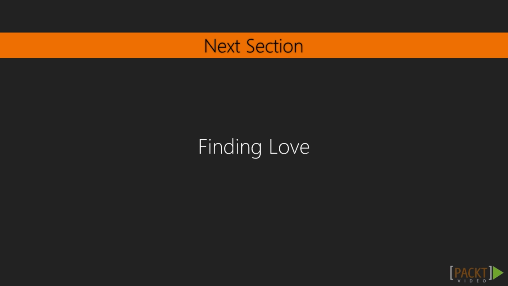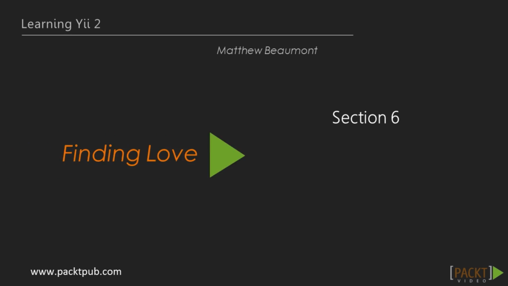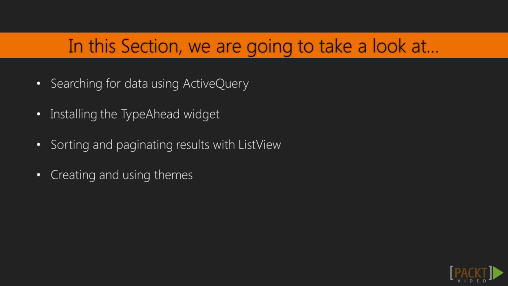Coming up, we'll learn how to create a better search function for our monsters in order to allow them to find the perfect match. This section is called Finding Love. In this section, we will learn all about the ActiveQuery component in Yii 2, which helps us easily generate more complex SQL queries in order to search through our application data quickly. We'll also attempt to spruce up the search UI a bit using a Twitter Bootstrap-based widget. Next, we'll learn how to sort and paginate our search results using the ListView widget.